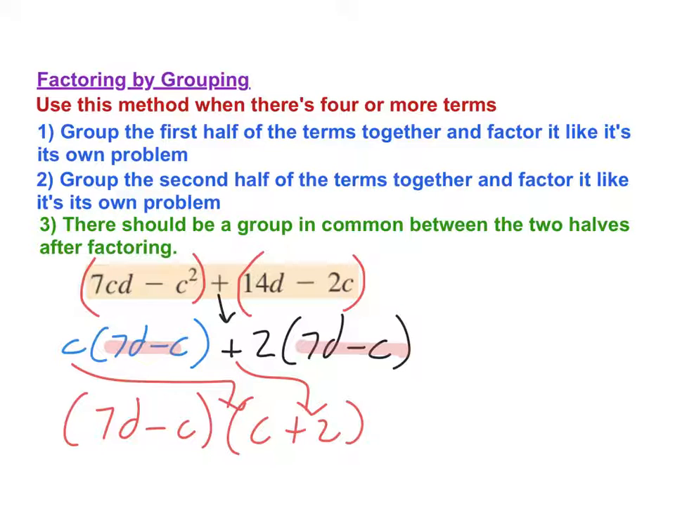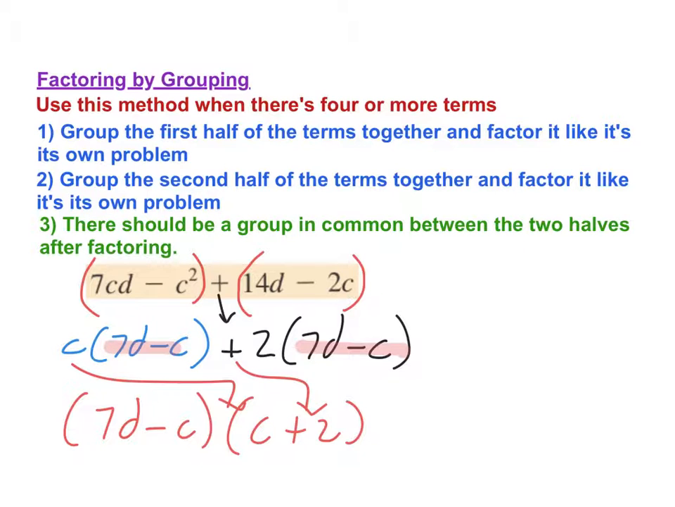Why is the 7d minus c not squared? Because I've taken it out, that's in common. It's being multiplied by each of them, so same as when I take a greatest common factor out, right? It would be like saying, well, this has a C and this has a C, so I don't pull C squared out, I pull the one C out.